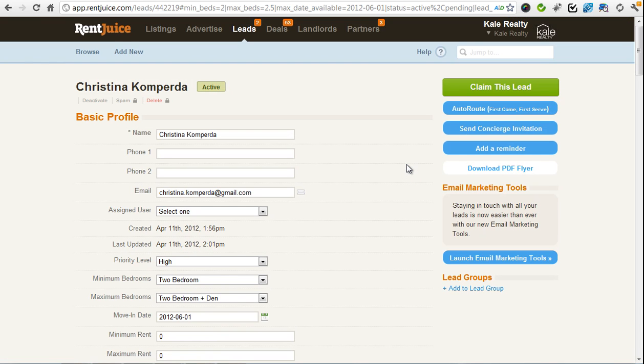Okay, so if you were the first person to click on this lead, you would see this screen. Notice the big green button in the upper right-hand corner which says claim this lead. First thing you're going to want to do is claim this lead. So click that button.